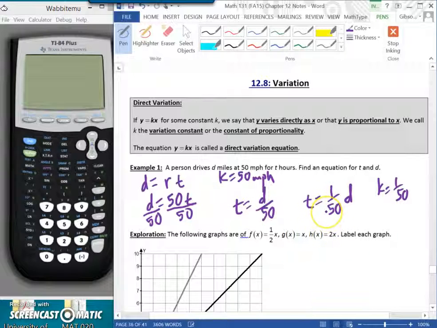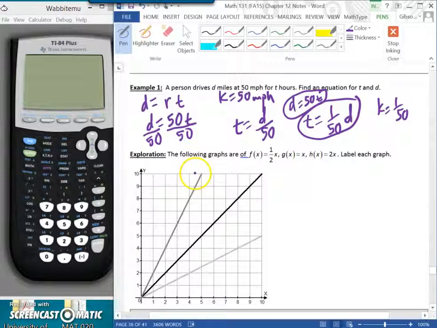Both of these are direct variation problems. So we could leave it as t equals 1 over 50 times d, or we could leave it as d is equal to 50 times t. Either one is fine. Does everyone follow that?